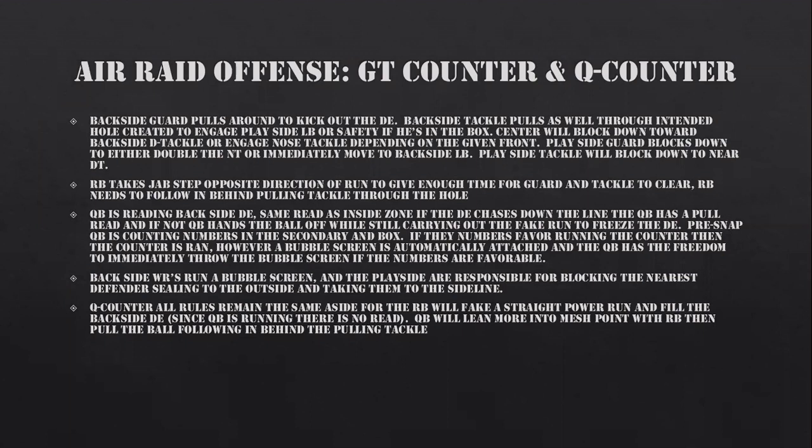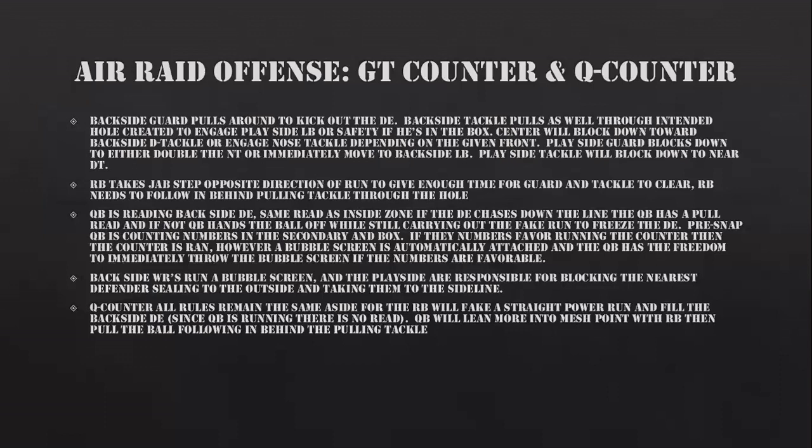The center is going to block down towards the backside D tackle or engage the nose tackle depending on the given front. Play side guard also blocks down to either double the nose tackle or immediately move to the backside linebacker. Play side tackle will also block down to the near defensive tackle. If there is no one there, then again, he moves up to the backside linebacker.